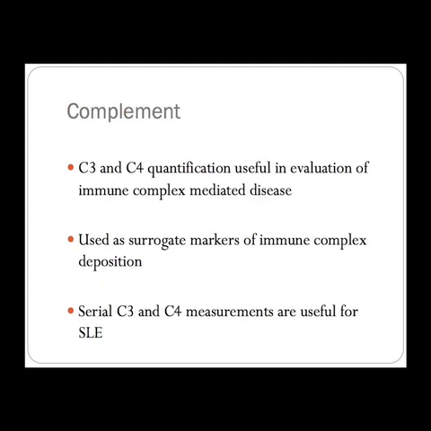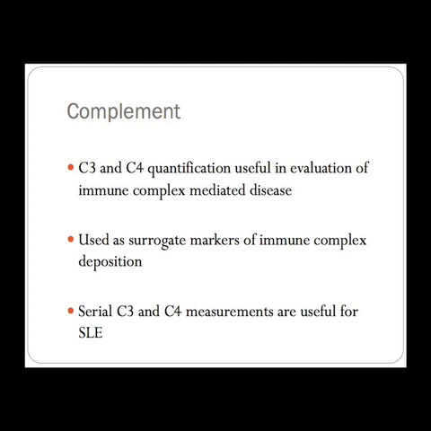Complement C3 and C4 quantification is very useful in the evaluation of immune complex-mediated diseases, and it's important to remember that the unactivated forms of these are measured. They are used as surrogate markers of immune complex deposition, as classical complement pathway activation leads to a decrease in circulating C4 first, then later on, when it gets more severe, decreased C3 levels.